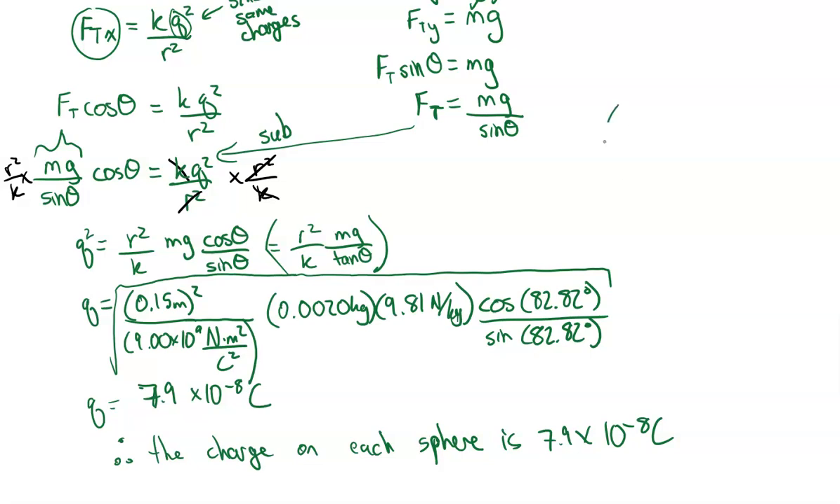Just a quick side note here, if you had calculated this initial FT, you would have found it to be equal to 0.019775 newtons, a very small force. So you could have done that as well, instead of substituting that whole expression in.